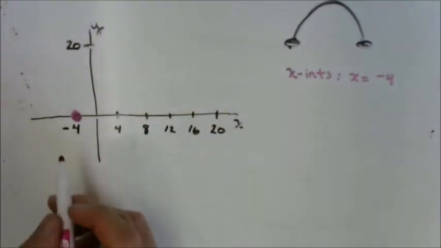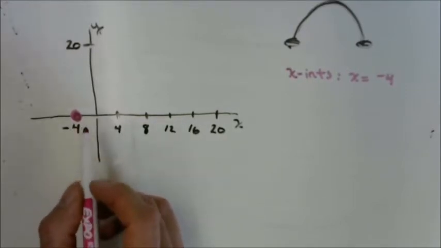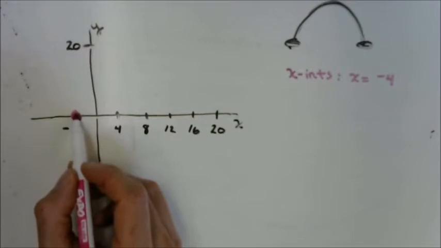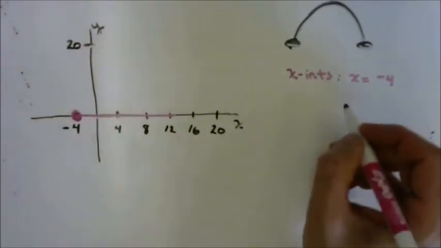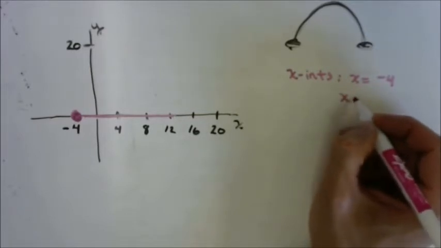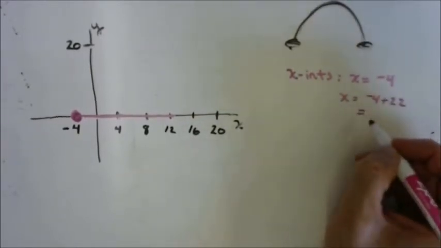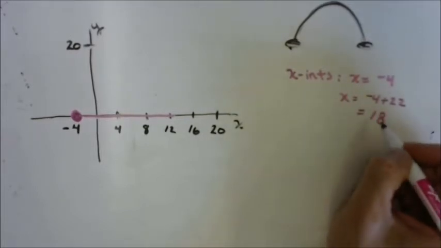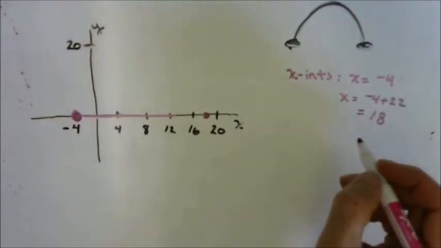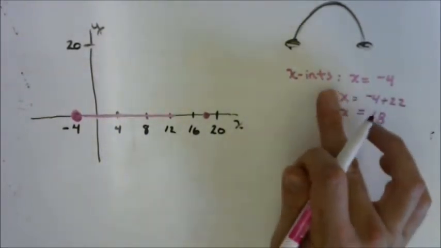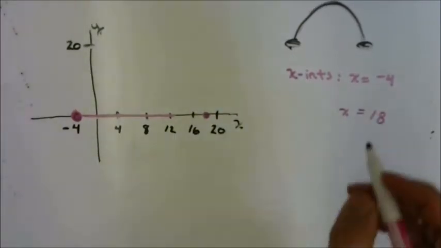And we're told that the arch is 22 meters wide. So I'm going to span all the way from negative 4 all the way over 22 meters. So my other one is going to be negative 4 plus 22, whatever that is. 18. Positive 18. So now I know that the arch comes down here, and I have my 2 x-intercepts: x equals negative 4, and x equals 18.